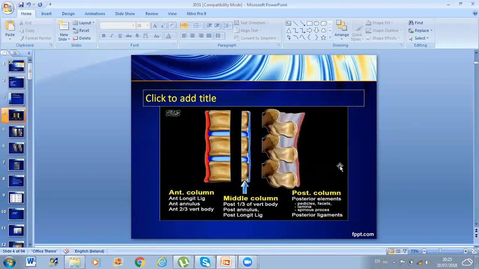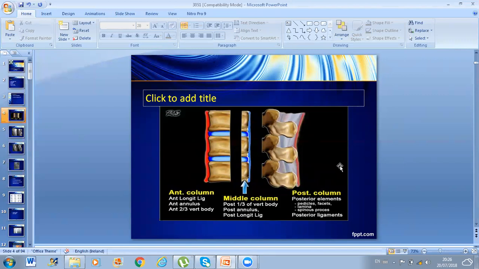The middle column includes the posterior one-third of the vertebral body, posterior annulus, and posterior longitudinal ligament. The posterior column consists of the pedicle, facets, lamina, spinous process, and posterior ligaments. If there is single column involvement, will the spine be stable or unstable? When the middle column is involved, the spine is unstable. And if only the anterior column is involved? It can be stable or unstable.